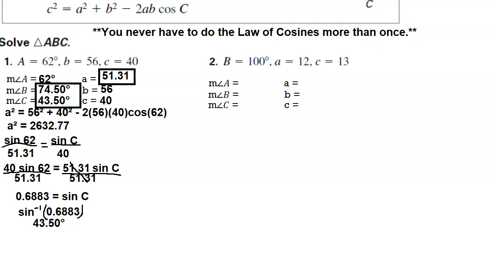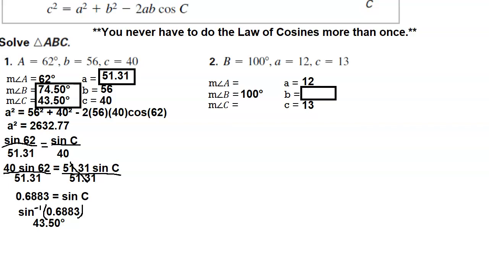All right, let's do example number 2. We've got angle B is 100 degrees, just like the temperature in Phoenix. Pretty much every day for the last like 6 days. All right, side A is 12, side C is 13. We do not know the complete story about any letter.